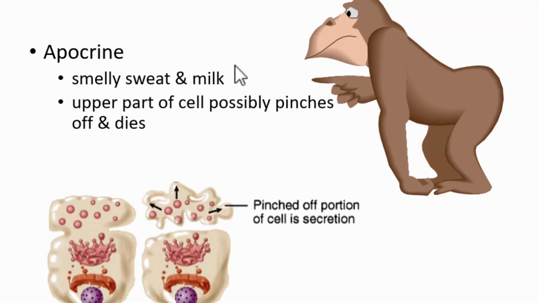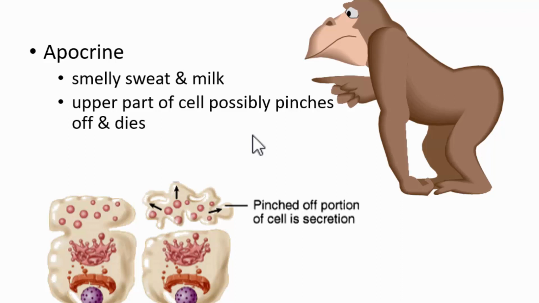Think about milk. Milk is a very complex product, and there's a lot of fats and proteins in milk. And so you can see why this would probably most likely be the process that would produce milk. Now, I say most likely the process, because I've read books that say that the process of making milk is from the Merocrine glands.